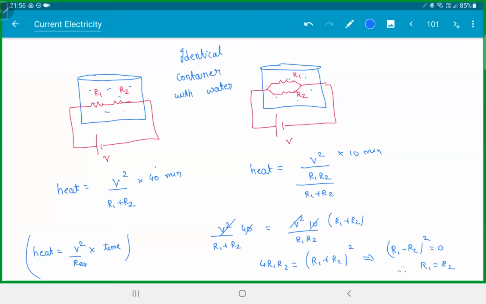Have a look at this. So the main catch in the question is the heat produced should be same. Clear. Next one.